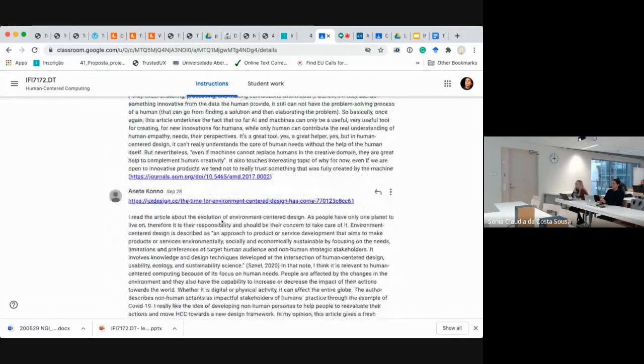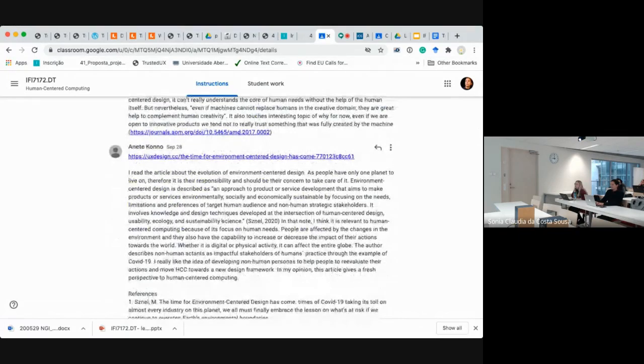Annette? So I read the article about the evolution of environment-centered design, and it is described as a new design practice which can be applied in HCC. It's a new approach where services and products wouldn't be developed only human-centered, but also environment-centered. So there would be non-human personas. Do you think environment-centered could be the next term in the future? Instead of looking at humans, we look at the environment?